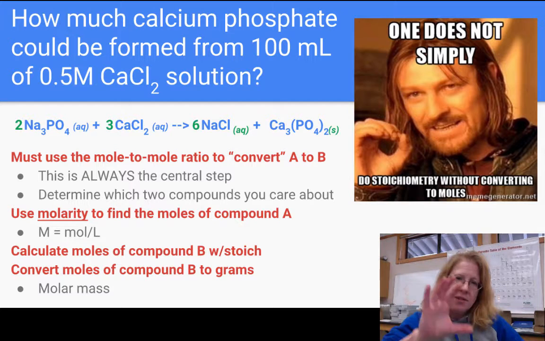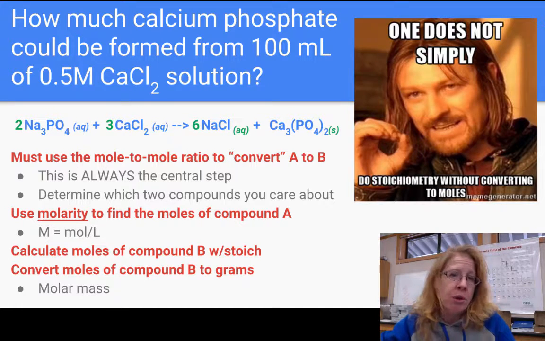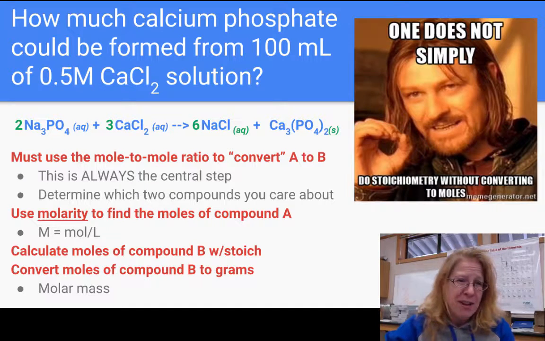So here's our series of steps. This is the problem-solving process that we always use when doing stoichiometry problems. Number one, we've got to use that mole-to-mole step to convert from A to B. In this case, my A and my B are calcium phosphate and calcium chloride. Those are the two chemicals that I'm concerned about. You've got to figure out which ones we care about.